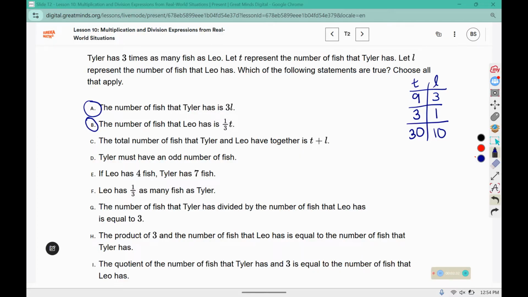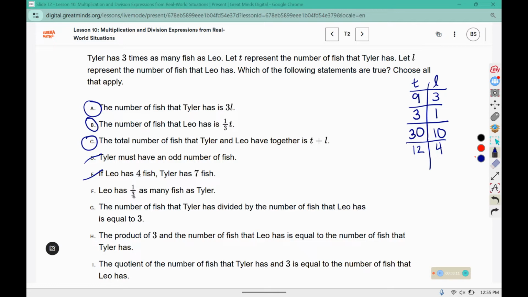C says the total number of fish that Tyler and Leo have together is T plus L. Well, the total would be if we added them together. Like 9 plus 3 would give us the total. So that one is true. Tyler must have an odd number of fish. Well, we see here 30 is not an odd number. So that's not necessarily true. If Leo has 4 fish, Tyler must have 7. If Leo has 4, 4 times 3 is 12, not 7.